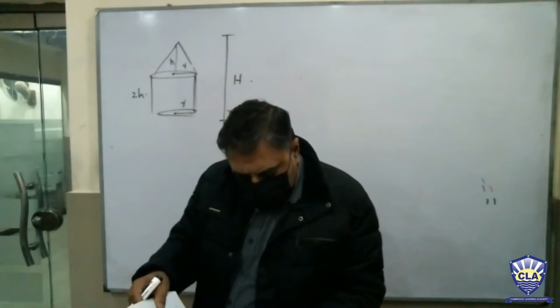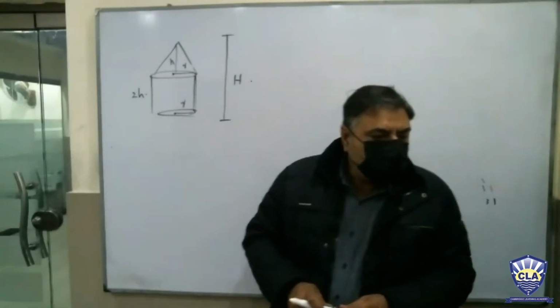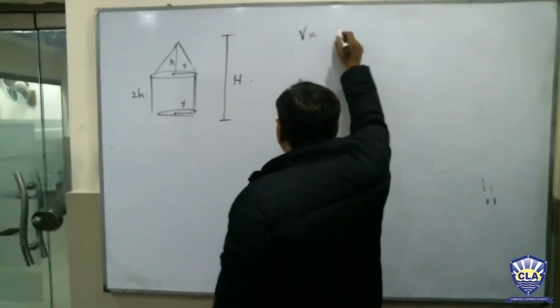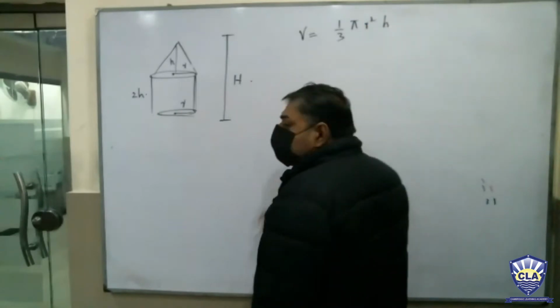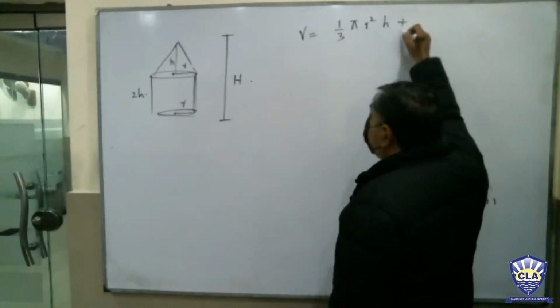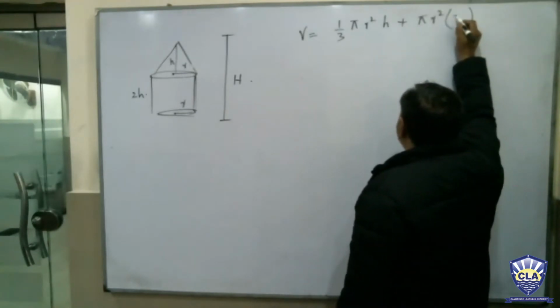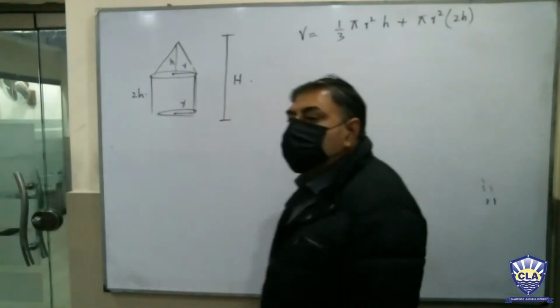Find an expression in terms of pi, r, and h for the volume of this solid. Volume of this solid: volume of cone is 1/3 pi r square small h, plus volume of cylinder is pi r square 2h.